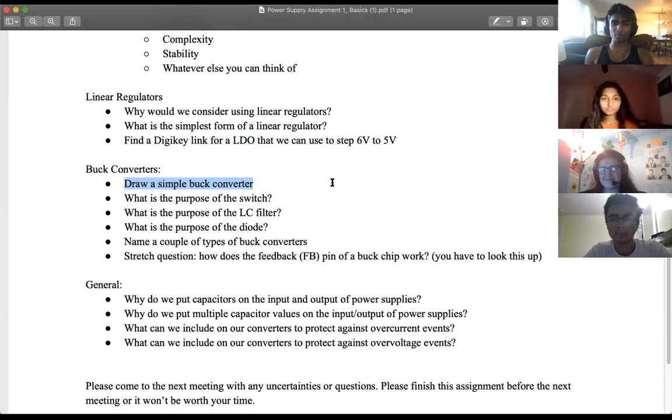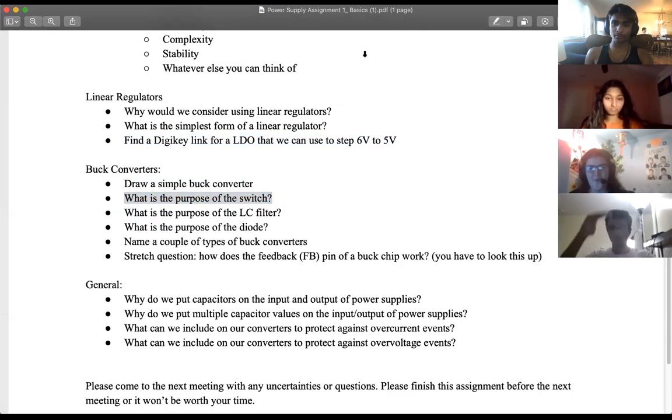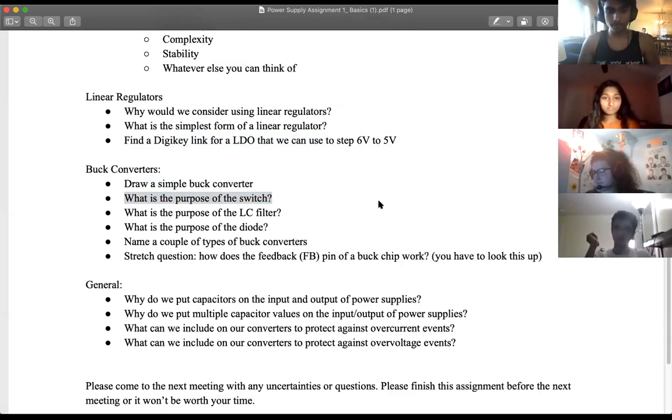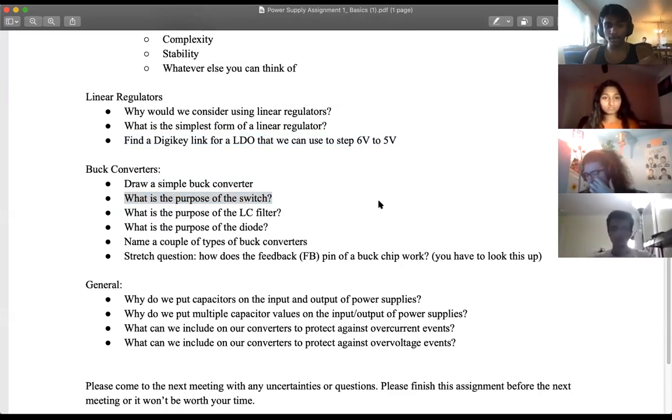We just drew a simple buck converter. All right, Adi, what's the point of the switch? The switch basically allows you to control your duty cycle, so you can turn it on and off at whatever rate that you want, and that allows you to actually set your output voltage. Yes. Perfect.